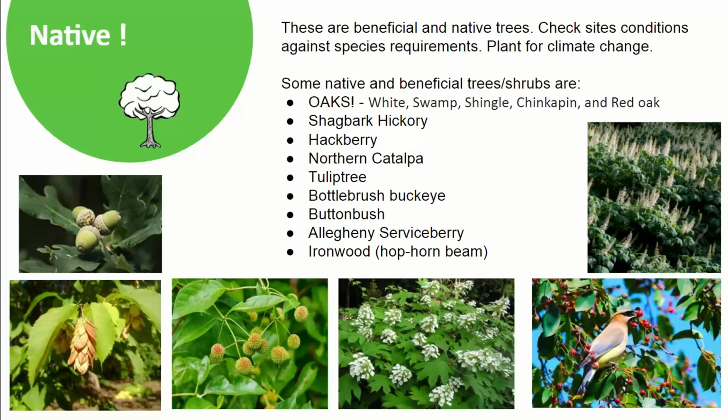And finally, a word about the oaks, because I love oak trees. Like I said, it was the predominant tree in our woodlands and savannas here in this part of the state. So any of our oaks that you see listed at the top there, white oak, swamp oak, shingle, chinkapin, and red oak are all native. Hugely beneficial. Over 500 species of animals and insects rely on our oak trees for survival. So here's just a small, short example of some native trees and shrubs that you could choose to plant in your yard or in your garden.